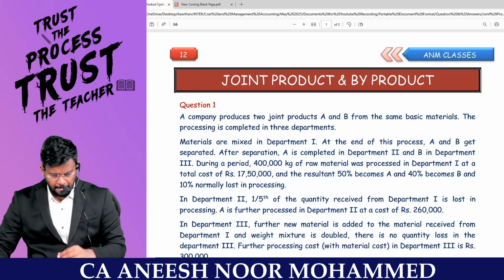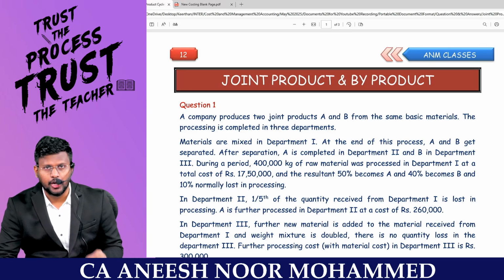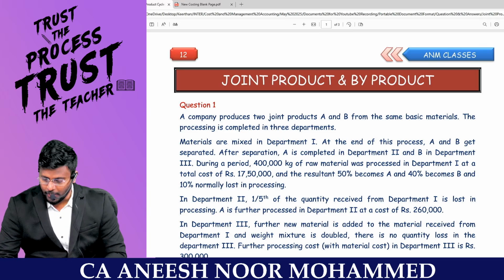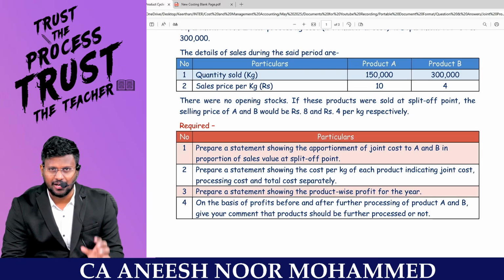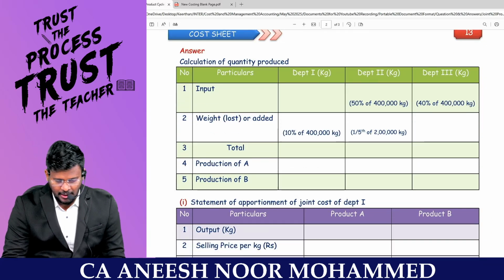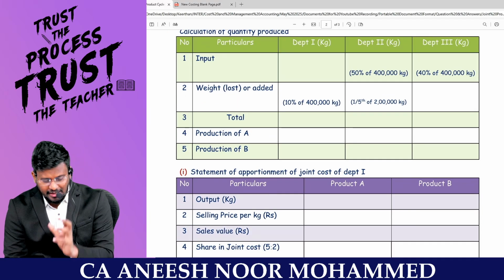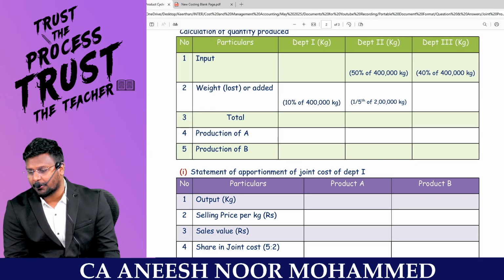Yes, sir. So we are going to solve this question from joint product and byproduct. I already said that this is one of the beautiful questions. How we are going to approach the question, I believe that you would have tried at least once. So this is the calculation of quantity produced. My dear lovable students, we have to see the answer department-wise.